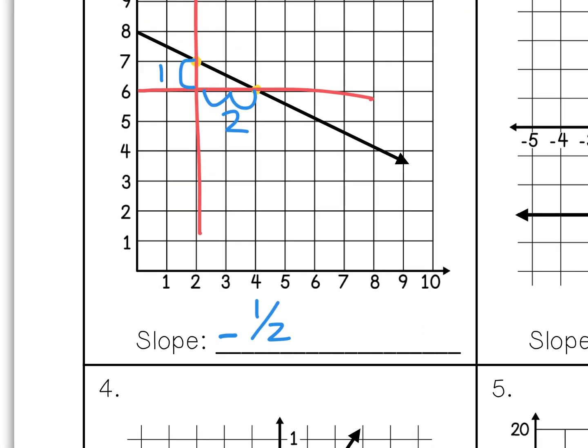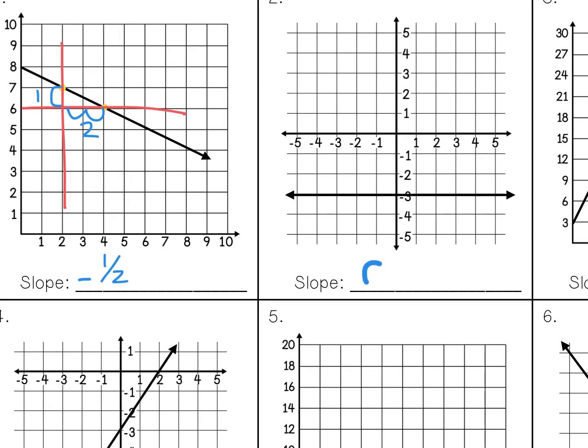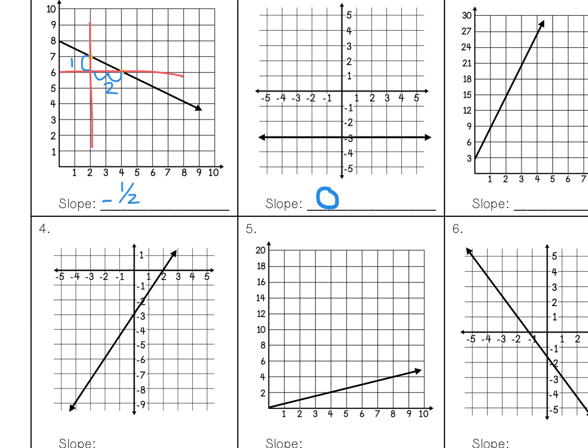Okay. Now, we don't have to do number 2 at all. Why do we not have to do number 2 at all? Because it's 0. Okay. If we flip back to the previous page, horizontal is 0. Horizontal is 0. It's a 0 slope.